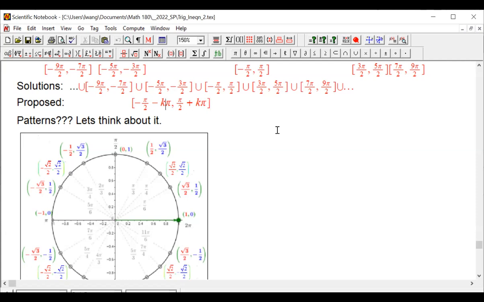Wait. Plus k pi. So if I add, if k equals 0, we got the one in the middle. Right? If k equals 0, we got the one in the middle. You see, I haven't given up. If minus pi, that's minus 3 pi over 2. And minus 2. I'm not sure anymore. How about you guys give it a try? You come back to tell me if it works.